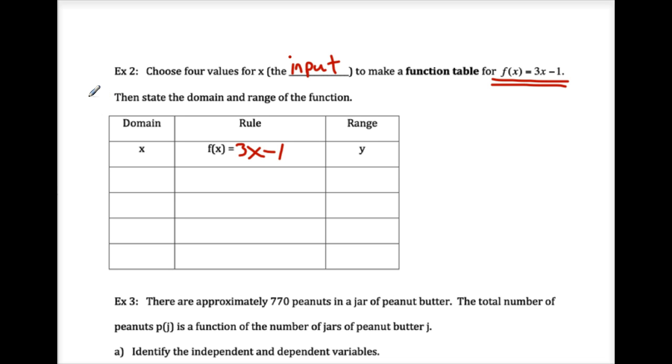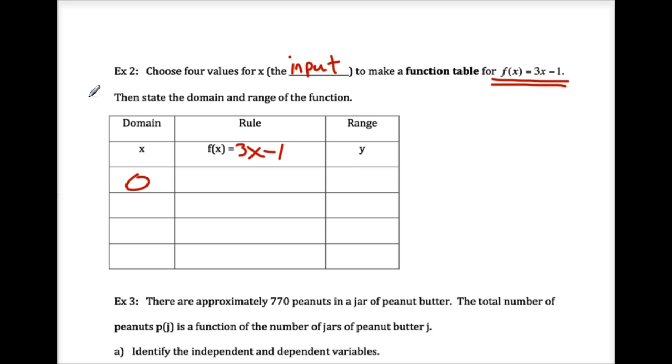We get to choose our own x. Should we choose like 571? No. What's the smartest x or input to choose? 0. It makes your life easy. I always say choose 0 first. When there's multiplication involved, timesing by 0 is going to make 0. It's going to make things easier.